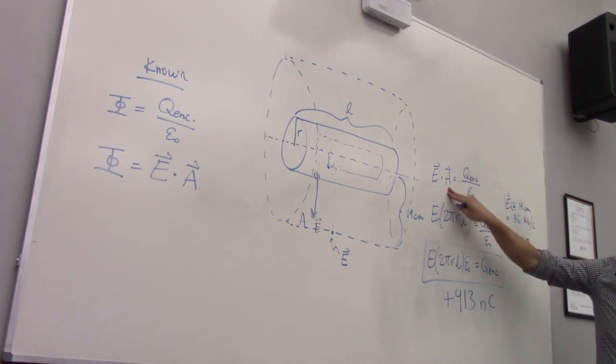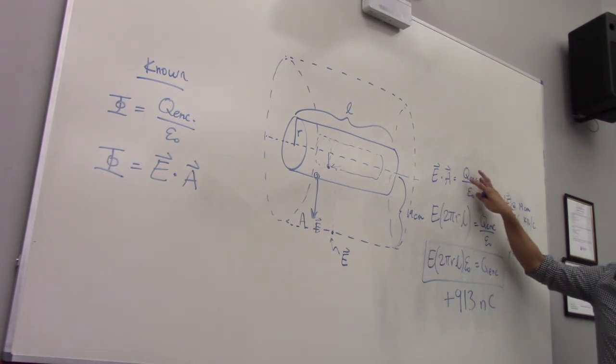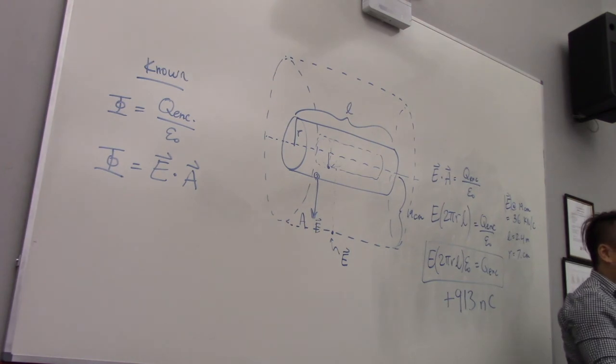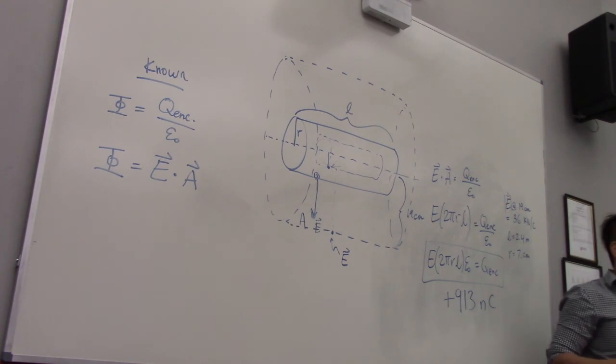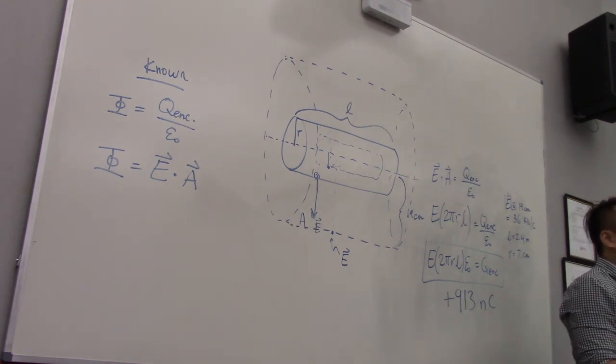E dot A is not 0, but it's enclosing 0 charge, so for this equation to be true, E would have to be 0. See that conclusion? If I'm enclosing no charge, then the electric field at that point would be 0. All right, so that helps you guys out with the third problem. Choose the surface area of a sphere to get that one.